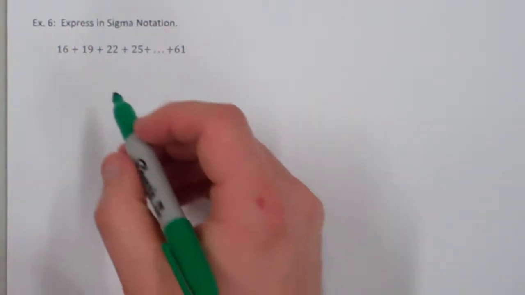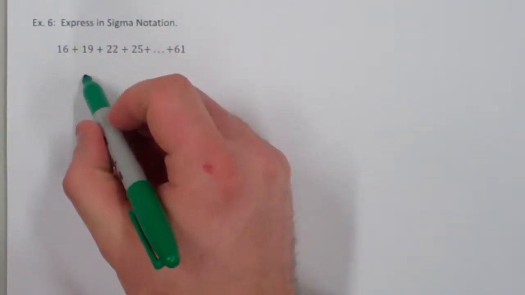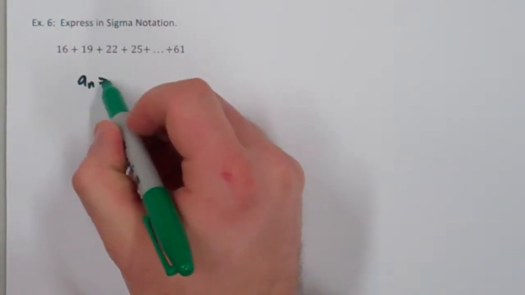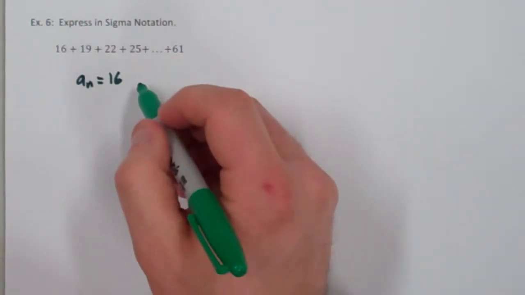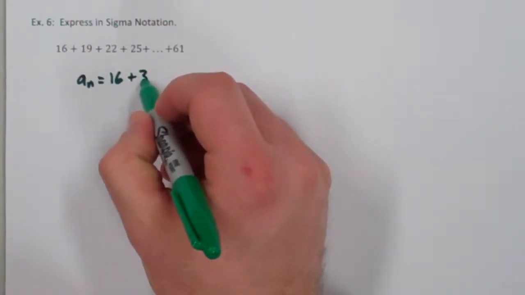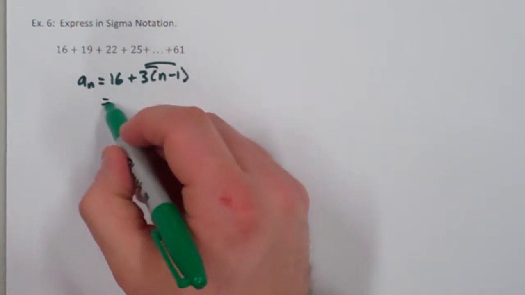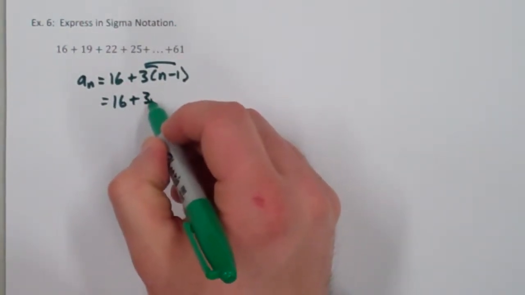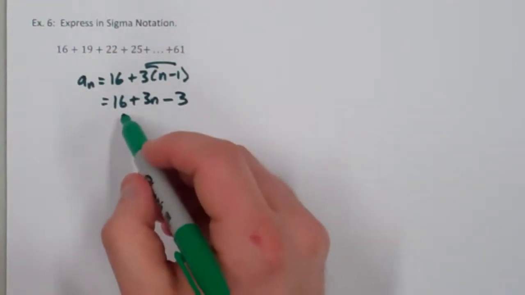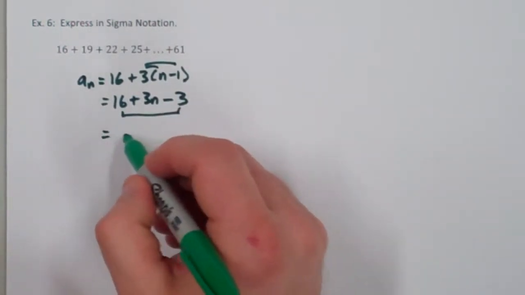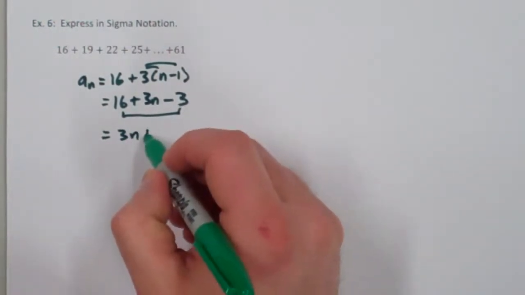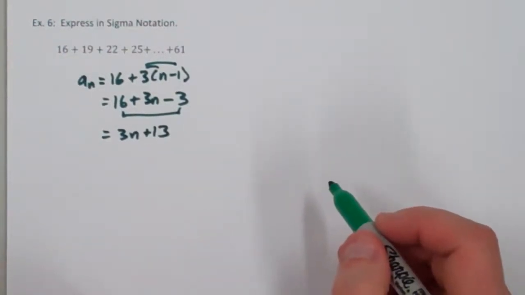So to find the general term for this one, we can take the first term, which is 16. We can add d times n minus 1. Do the distributive property. We've got 3n minus 3. Combine like terms, and you've got 3n plus 13.